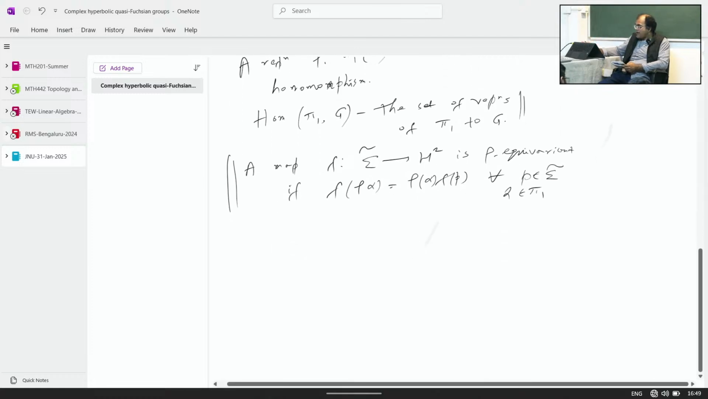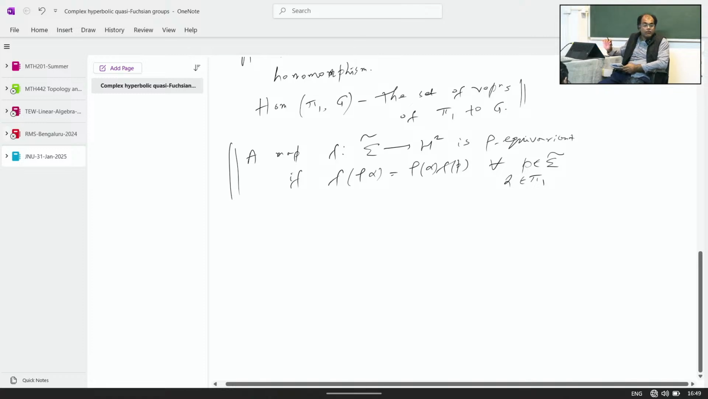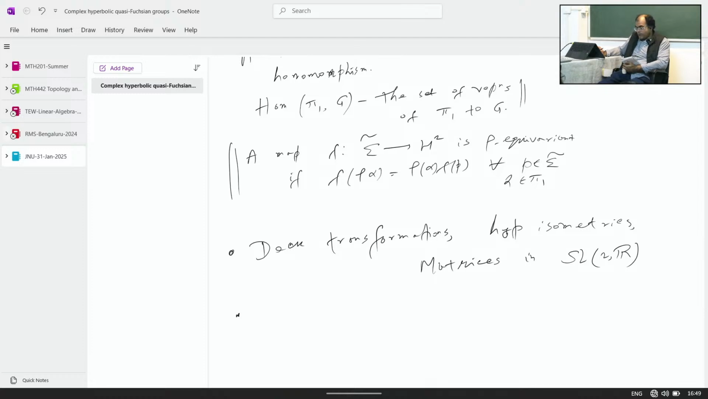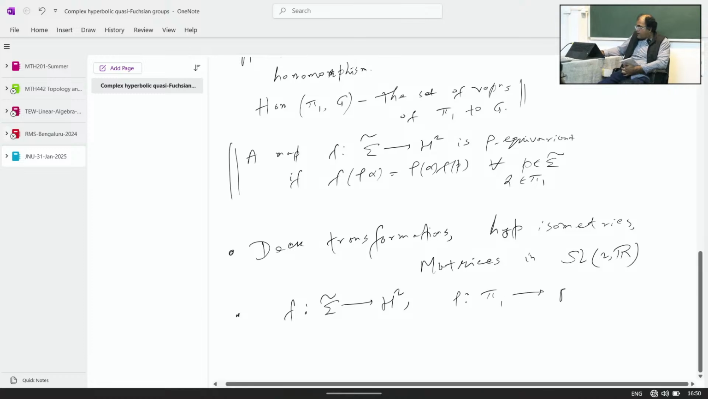There is a close correspondence, and these two objects give you a correspondence between the topology, geometry and algebra of the representations. The correspondence goes like this. You have a correspondence between Dehn twists, hyperbolic isometries and matrices in SL2R. And then you have a correspondence between equivariant maps and actions by representations of the fundamental group into G.